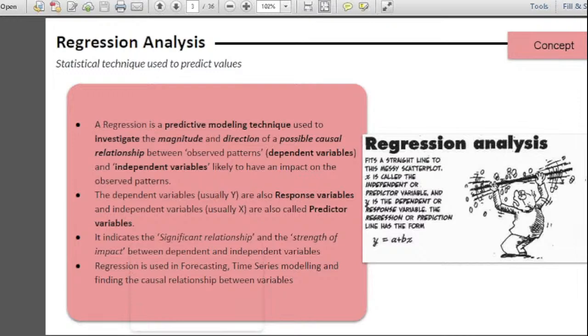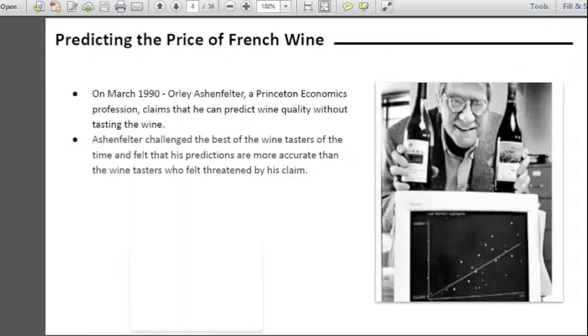He is kind of struggling because the data keeps changing, so every time he has to alter the model. Now we are going to learn regression with the help of a very famous case, predicting the price of French wine. I'll give you a background of this case, and then we'll proceed.